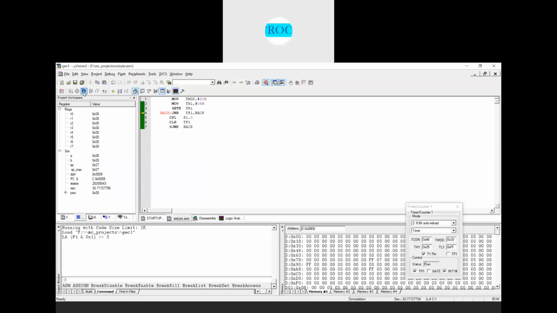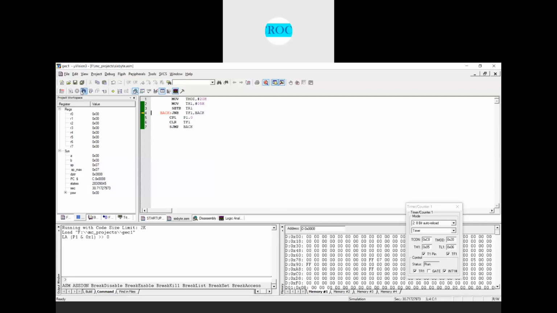Now since it is FF, after this clock cycle, what will happen? It will set the overflow flag. Once the overflow flag is set, whatever the initial value we have in TH1 has to be copied to TL1. Now we'll do that. As you can see here, this JNB instruction will take 2 machine cycles, so it has moved to 06 here, because the JNB instruction takes 2 clock cycles.